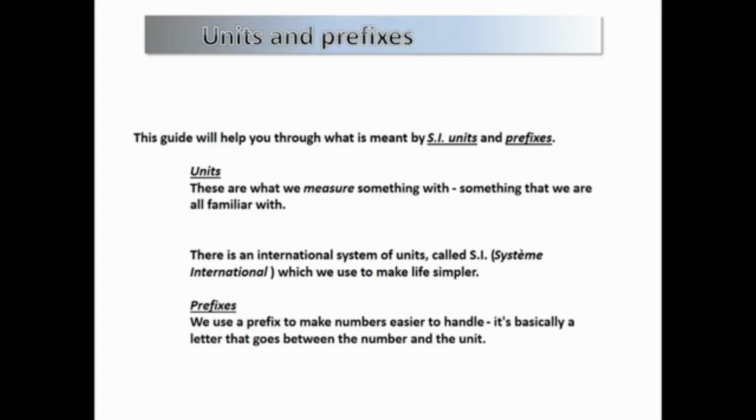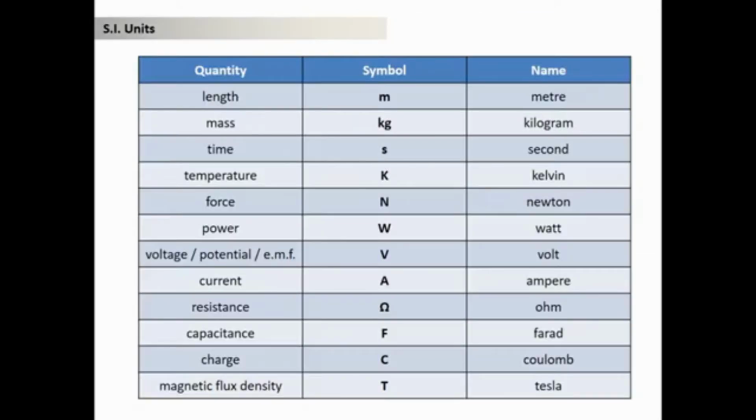Units, they are something that we're all familiar with. This is an international system of units called the SI system, or System International, which we use to make life easier. Prefixes, we use a prefix to make numbers easier to handle. It's basically a letter that goes between the number and the unit. I'll show you examples. Let's first introduce the quantities, symbols, and their names.